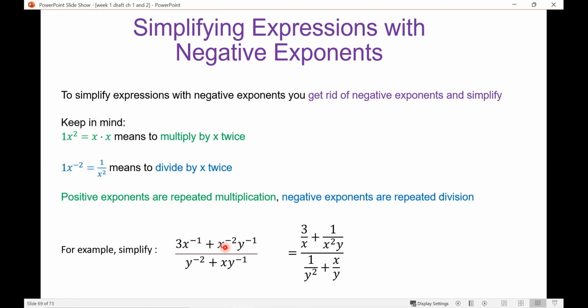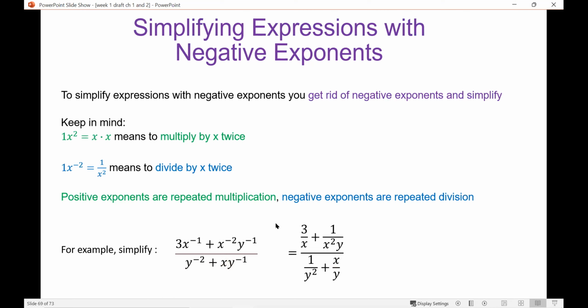In our second term, we've got 1 over x squared times 1 over y, so that becomes 1 over x squared y. In the denominator, our y to the -2 becomes 1 over y squared. Our x, y to the -1 becomes x over y.